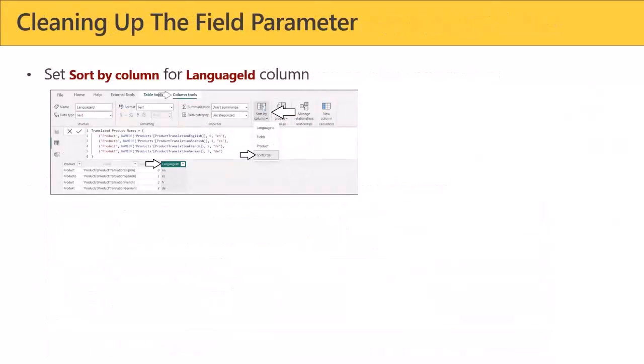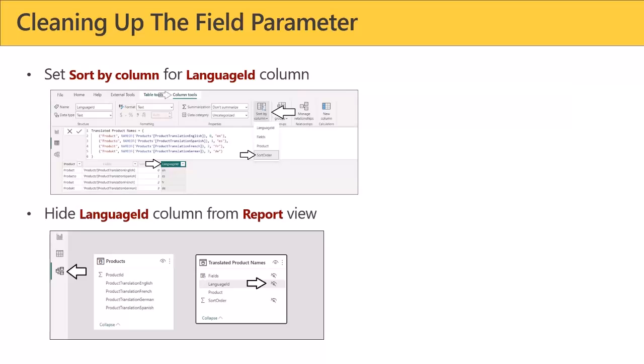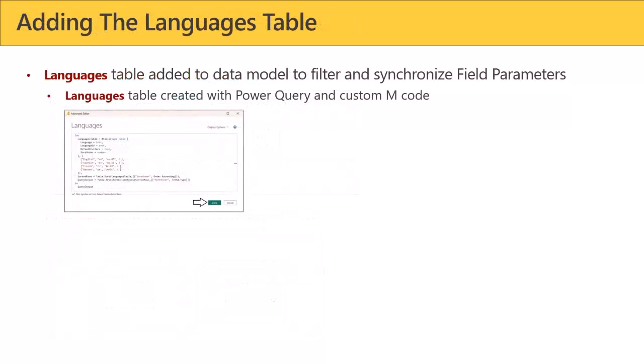Now, a couple cleanup things. You've got this field parameter, which is kind of like a table of fields that you want to pick. So we'll do things like change the sort order. We'll make sure language ID is hidden. Once again, these are details if you want to go through the lab.